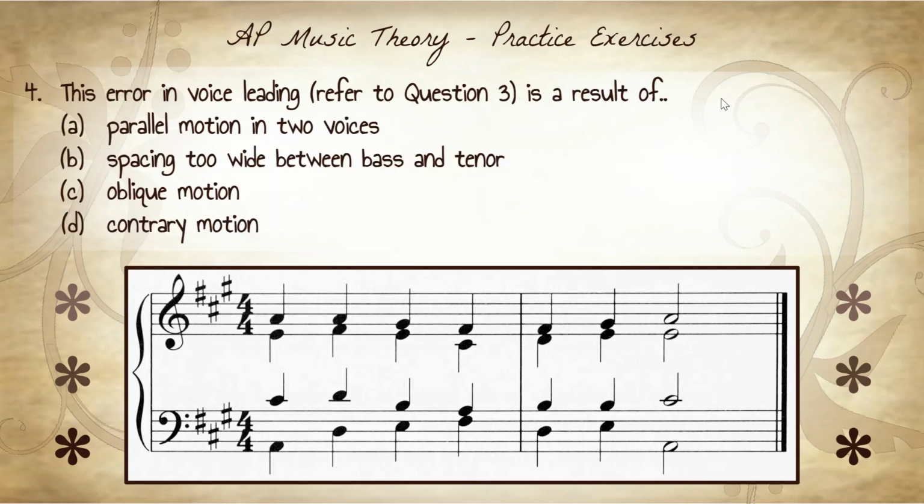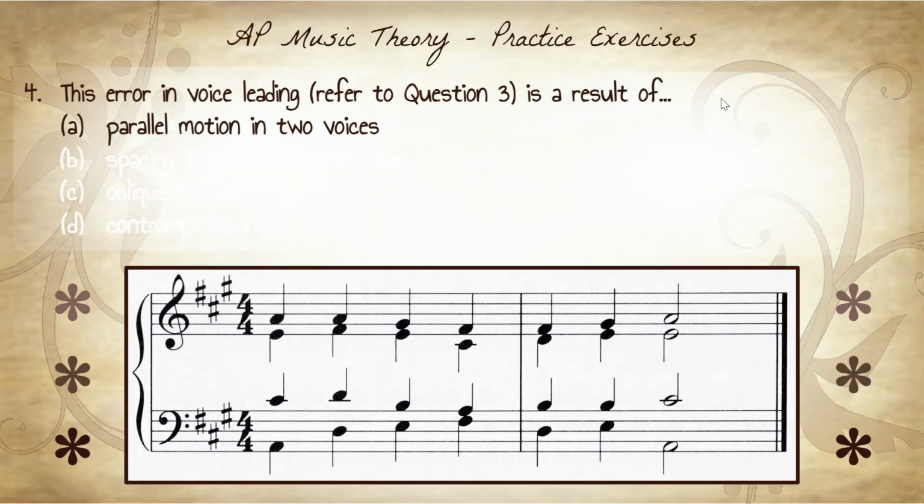Question 4. This error in voice leading, referred to in question 3 before, is a result of A. Parallel motion in two voices, B. Spacing too wide between bass and tenor, C. Oblique motion, or D. Contrary motion. Correct answer is A. The error is a result of parallel motion between the bass and alto. Only the tenor stayed on the same pitch while the soprano, alto, and bass all moved up, ascending by step.